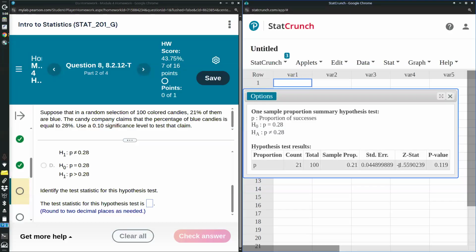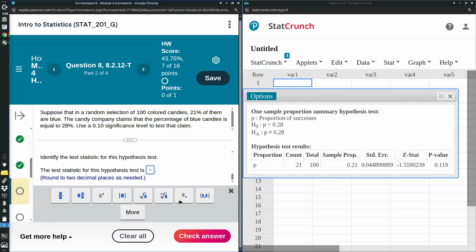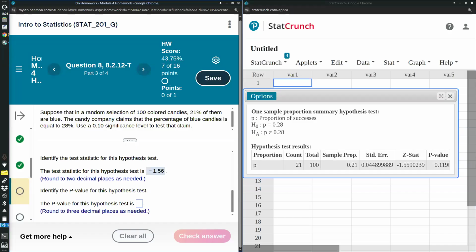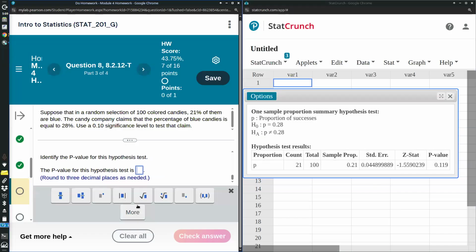And you do need to include that negative. So we want to do minus 1.56 are my numbers. And then the p-value is given right here. All three decimal places, 0.119.